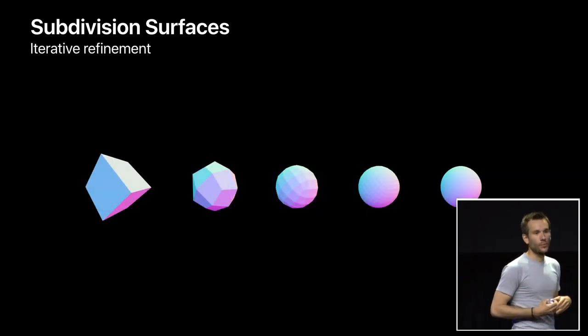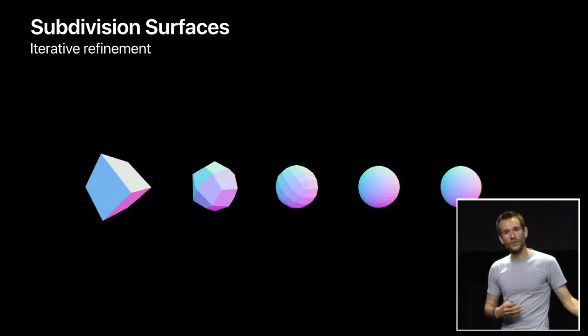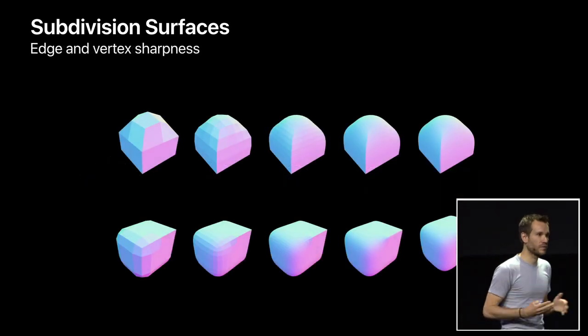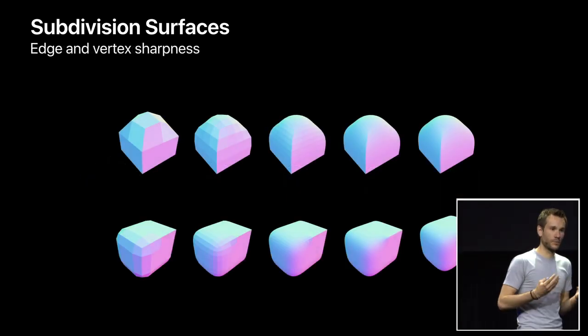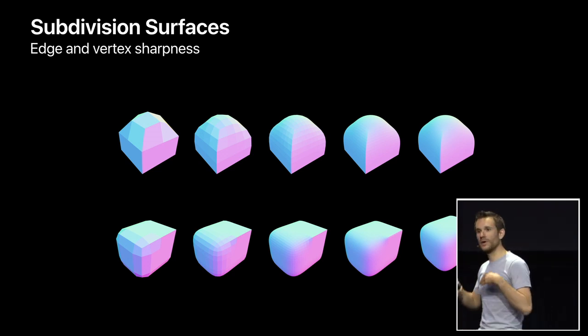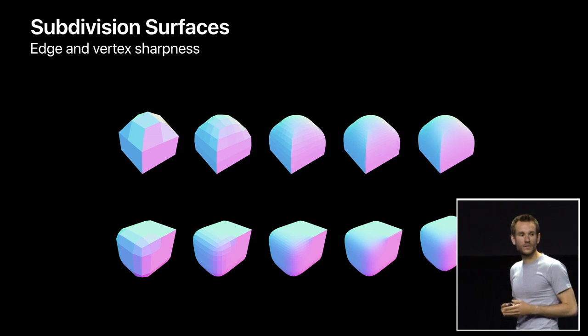And so you see how quickly we get from a coarse mesh to a very smooth and detailed one. Now, not everything is perfectly round. So with subdivision surfaces, you can specify creases and corners to have distinct sharpnesses for your edges and vertices.